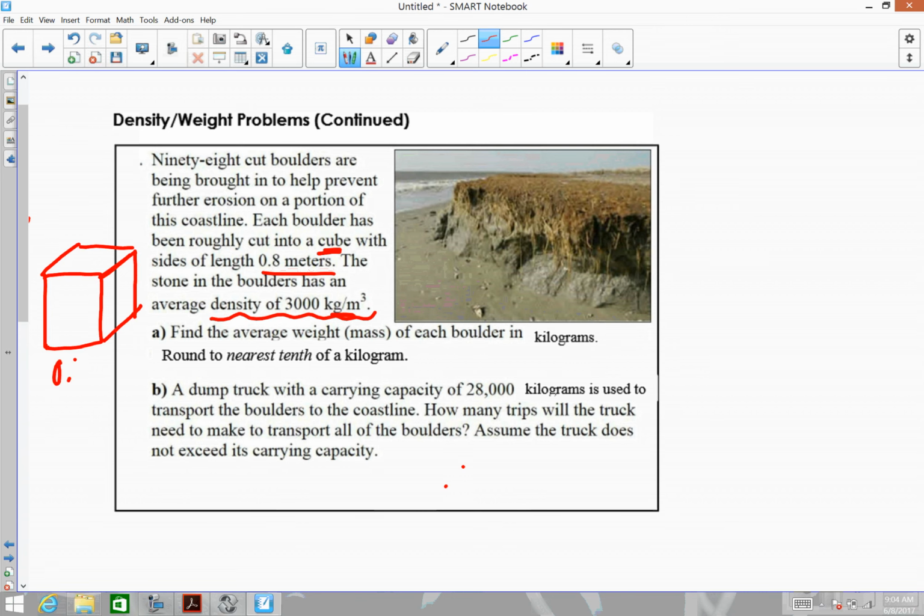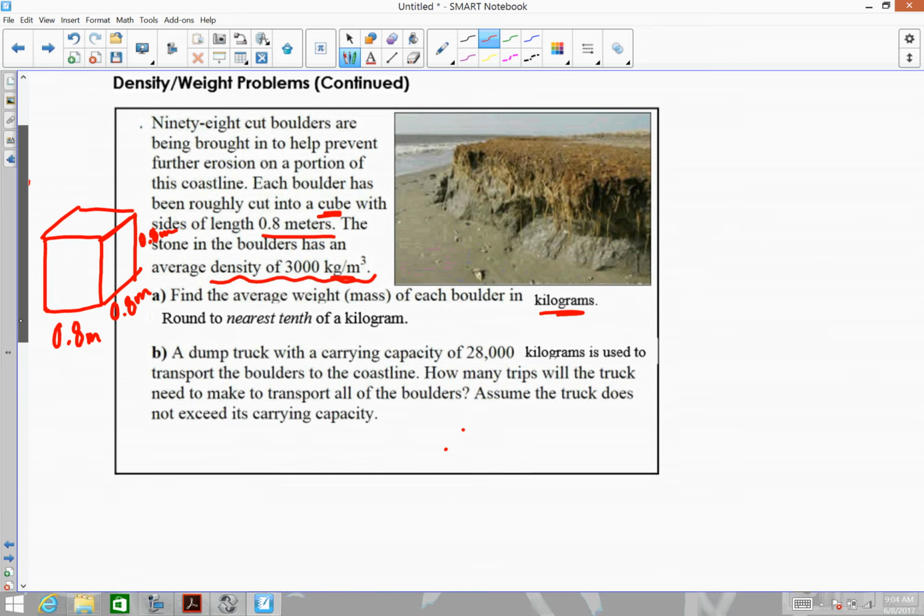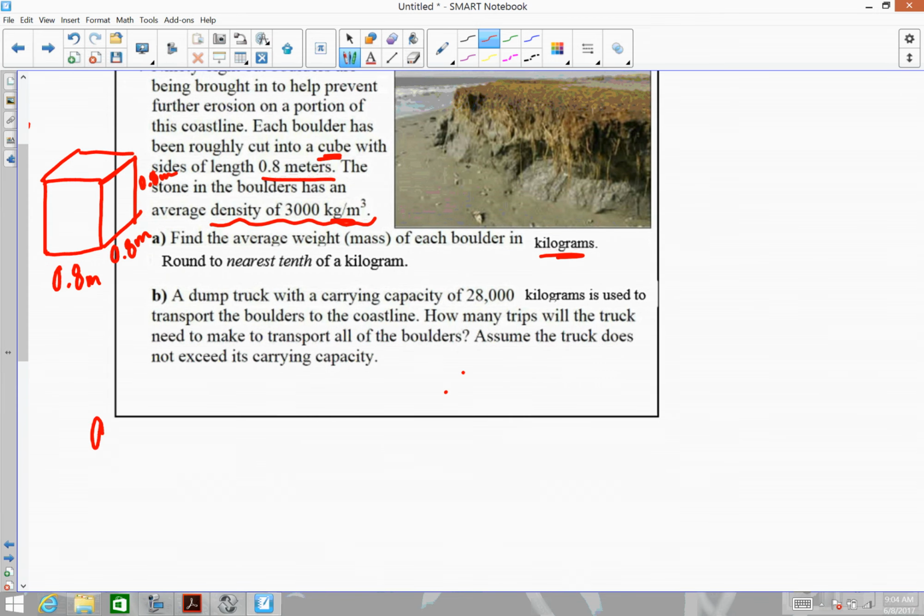So this is going to be 0.8 meters by 0.8 meters by 0.8 meters. Find the average weight of each boulder in kilograms. Good news, because kilograms match, and my meters and meters match as well. So for part A, it's just what we did on the last problem. Find the volume: length times width times height. I don't have to do any conversions here. So just multiply the 0.8 by itself 3 times, or just cube it, whatever you want to do.